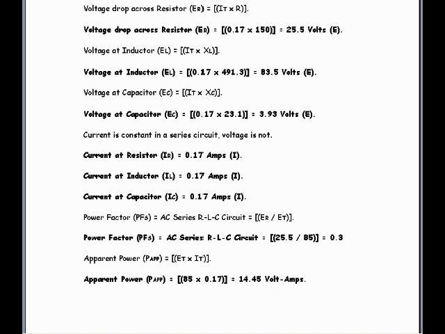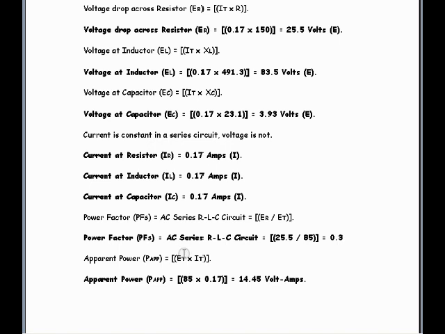Power factor in a series AC RLC circuit is the ratio between the voltage drop across the resistor divided by the total RMS voltage of the circuit. So when we take these values in a ratio, 25.5 volts RMS voltage drop at the circuit's resistor divided by 85 volts RMS total AC voltage for the circuit, we calculate a power factor of 0.3.